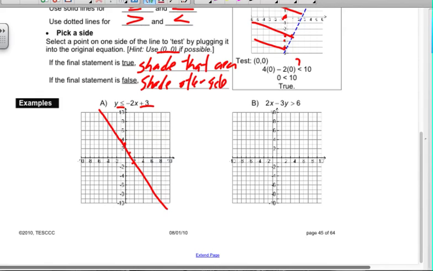Now I pick my test point, and 0, 0 we can do. So y is 0. Is that less than or equal to negative 2 times the x value, which is 0, plus 3? All right, so what we want to know is 0 less than or equal to, 2 times 0 is 0, 3, and that's true. So we shade this side of the line.